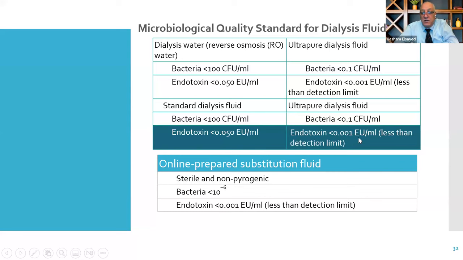1 per 1,000 EU per milliliter. Why 1 per 1,000? Because this is the lowest detectable limit. So if you have a more sensitive detectable limit, you will have lower values. So usually the endotoxin is nothing, none. So the difference between 0.03 and 0.001 is a huge difference. This is the Japanese guideline.